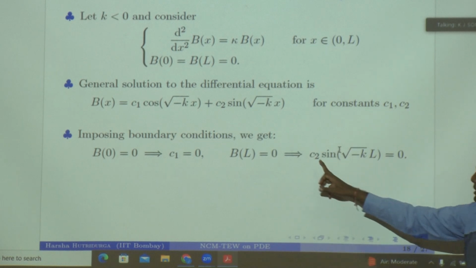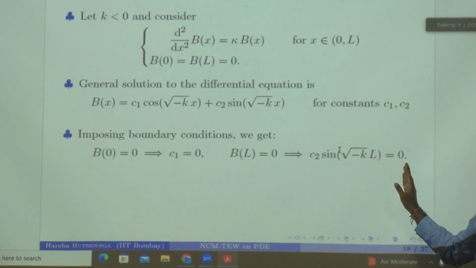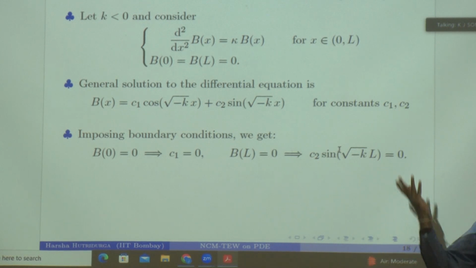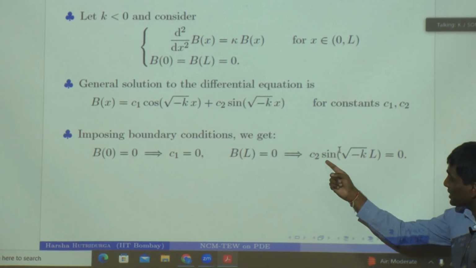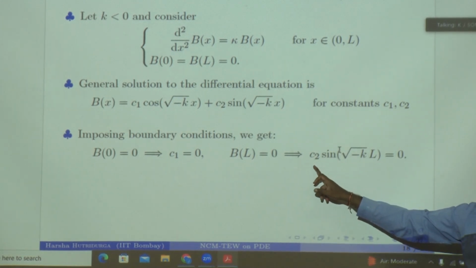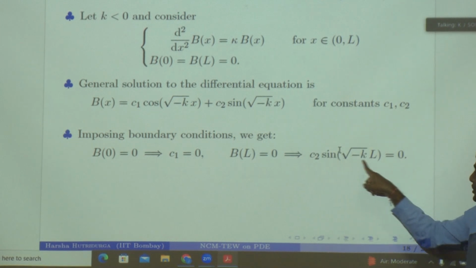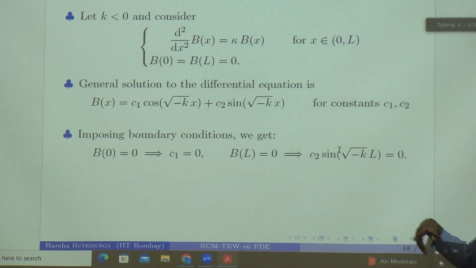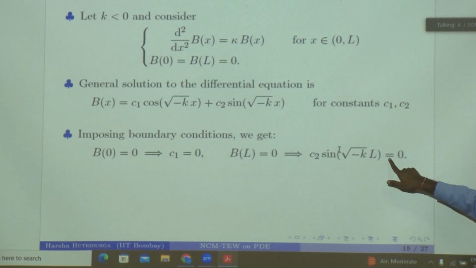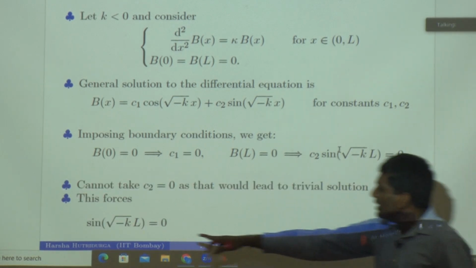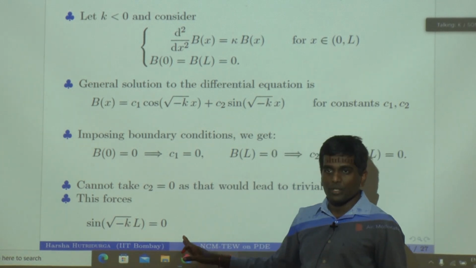Now this is a product of two things being equal to 0. We can of course say, let's take C2 to be 0, then we are going home because we are just saying that kappa negative is also not working. But thanks to the sine function here, there is hope. Because I can keep C2 non-trivial and make sure that this factor vanishes. And we know where sine vanishes. So this equality forces us to take sine of square root of minus kappa times L to be equal to 0.